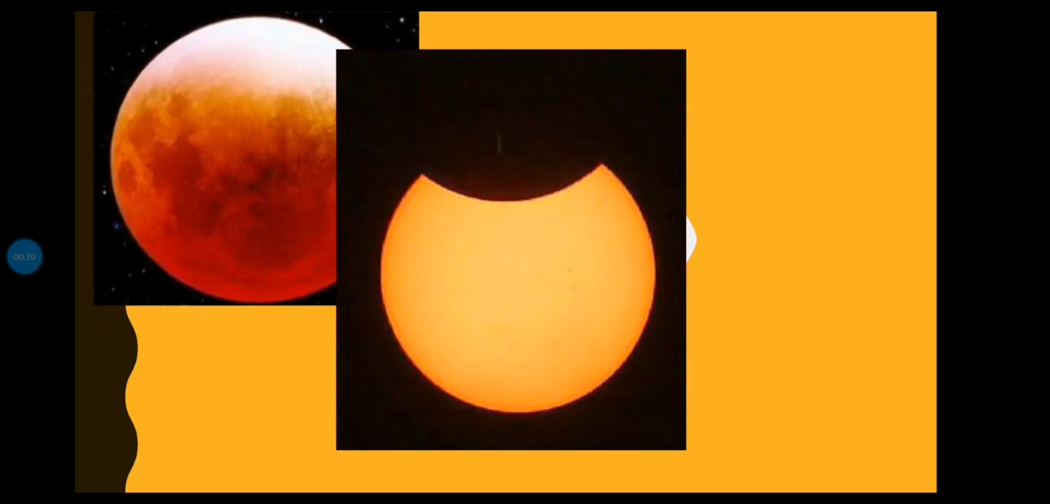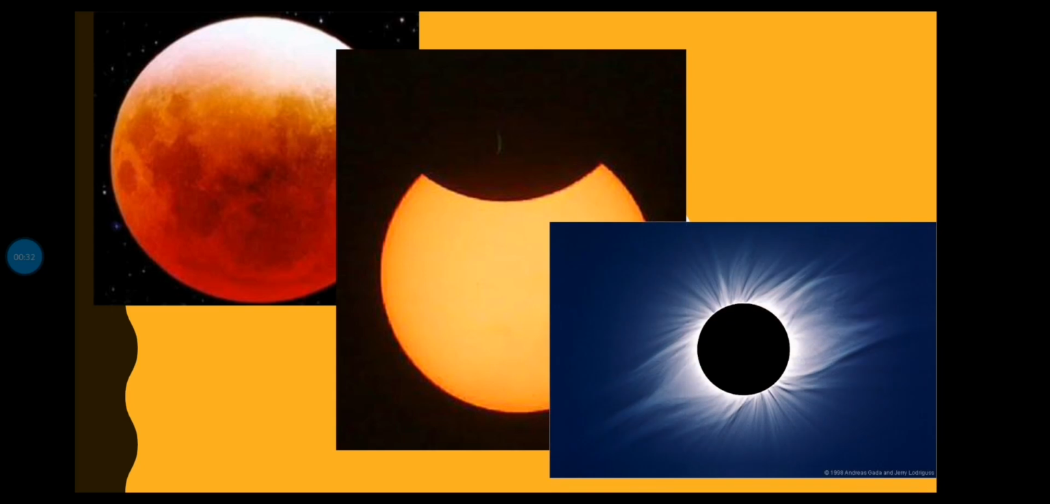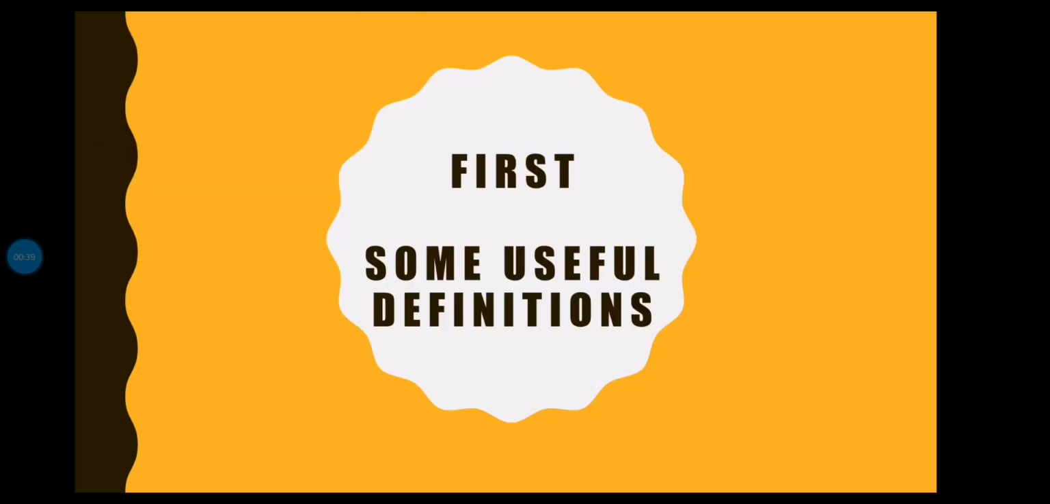Eclipses and tides. First of all, we have to define many important words in our lesson. The first one is shadow. What is a shadow?